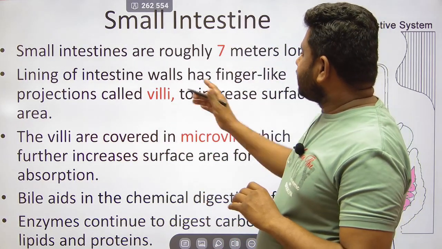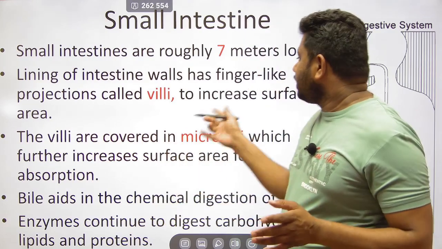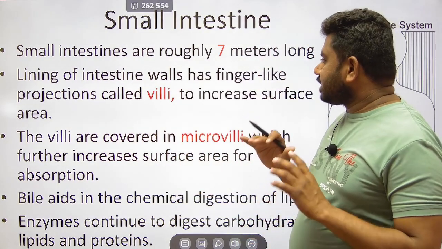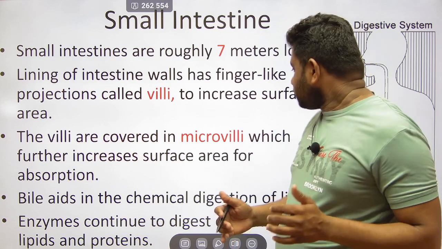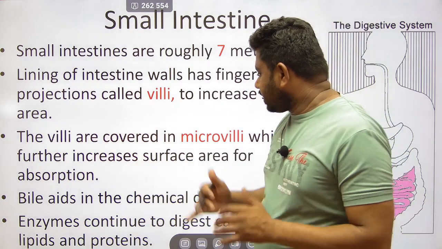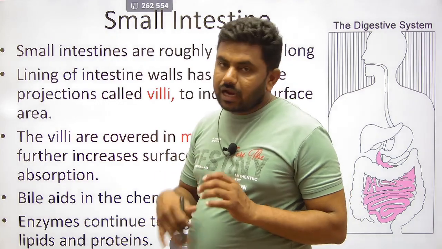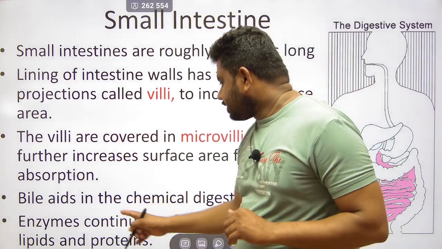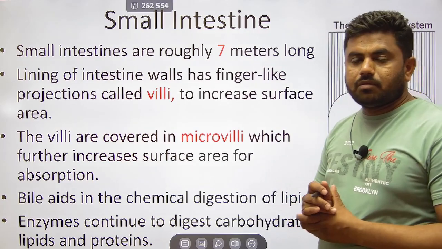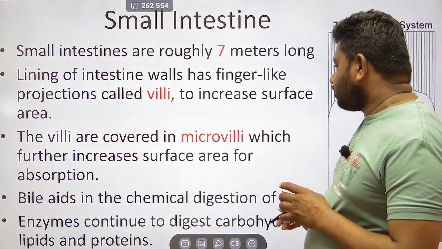The lining of the intestine walls has finger-like projections called villi, and to increase the surface area, the villi are covered in microvilli, which further increases the surface area for absorption. Villi and microvilli, that we have to keep in our mind. Bile acids are also present in the chemical digestion of the lipids.